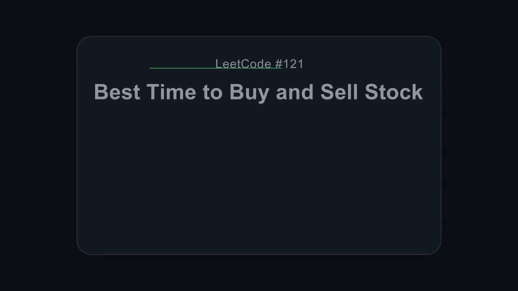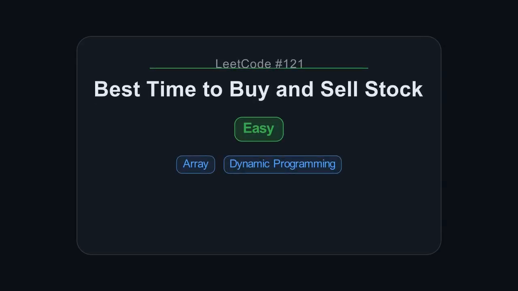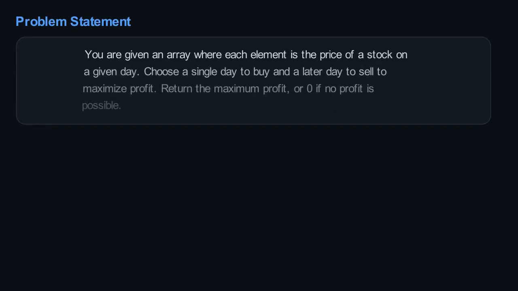Hey everyone! Today we're tackling a classic interview problem that tests your ability to optimize a search. It's the best time to buy and sell stock problem. It looks simple, but the jump from the naive solution to the optimal one is where most candidates get tripped up.